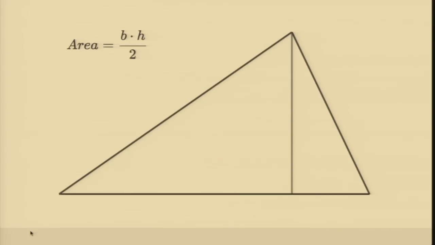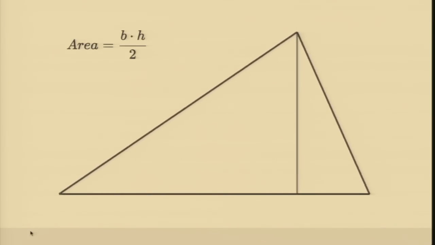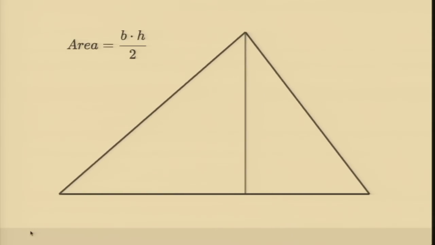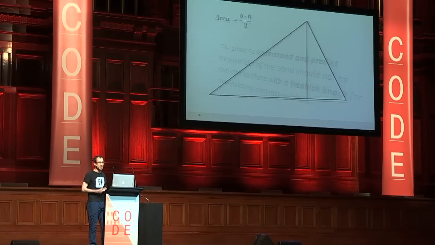Only what we do in school is we reduce it to this, and then we give kids a sheet of triangles, and they have to calculate the area of all of them. And so the question of why do all these triangles happen to have the same area isn't really addressed, and we don't really teach people the background, which is a shame.